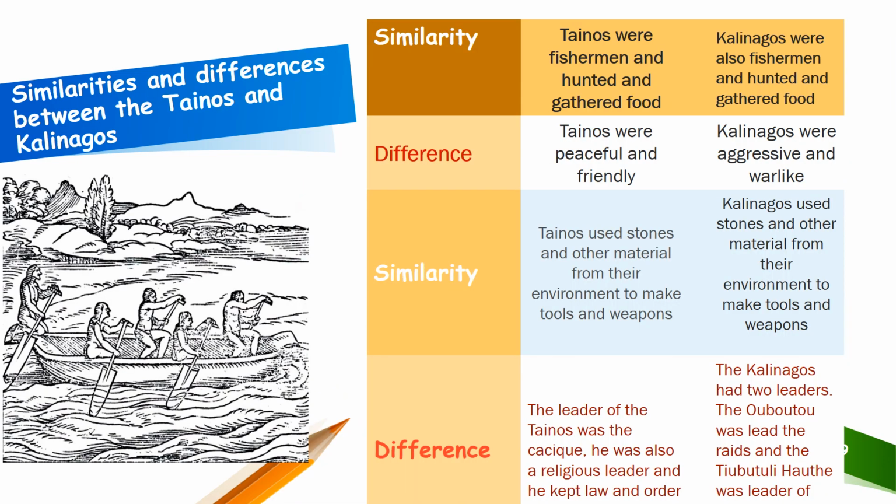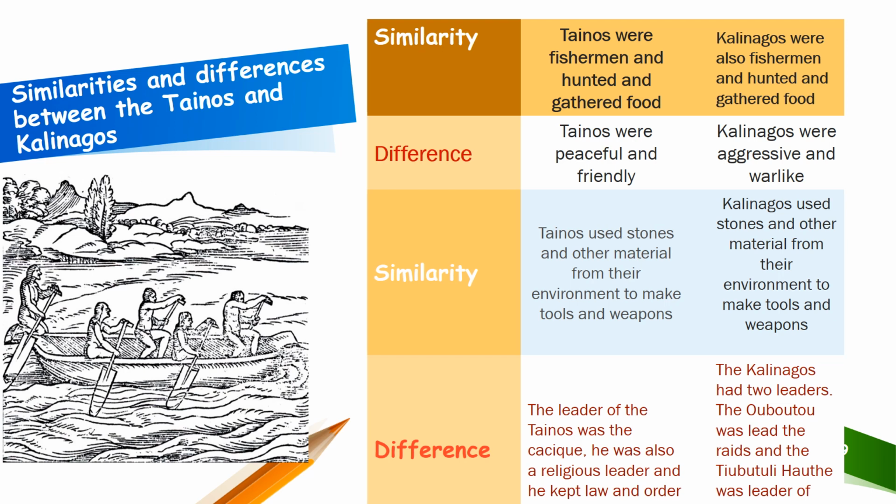Even though they were living in separate areas for the most part, the Tainos and Kalinagos shared similarities in their culture to some aspect. The Tainos were fishermen and they hunted and gathered food. So were the Kalinagos. They were also fisher folks and they hunted and gathered food, but they did not do much farming because they were semi-nomadic, meaning they moved around from place to place, raiding Taino settlements, etc. So they were not really that settled to do much farming.